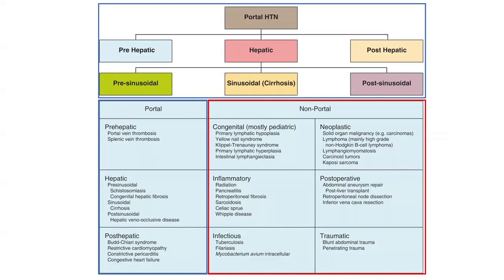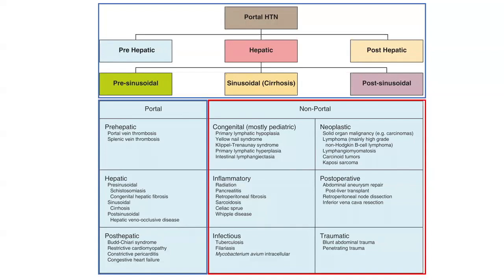The red boxes are non-portal hypertension. And even though we think about cirrhosis as being the main cause of portal hypertension, it's important to note that lots of other things can cause portal hypertension too. And when you talk about prehepatic, hepatic, and posthepatic, the prehepatic is sort of the venous flow into the liver. So prehepatic is going to be your portal vasculature. Intrahepatic, obviously, within the liver, and then posthepatic is going to be your hepatic veins as it drains into the IVC.